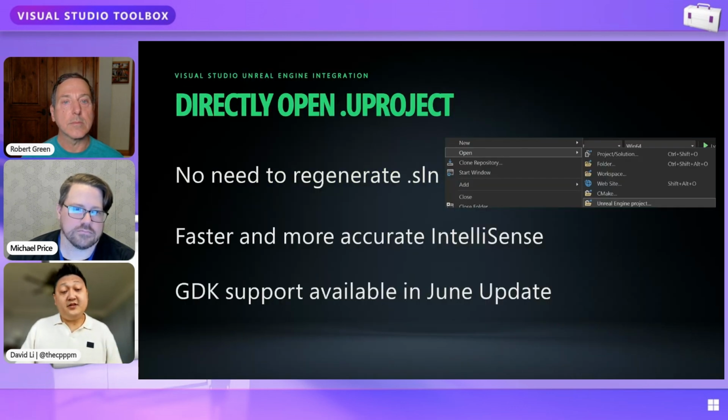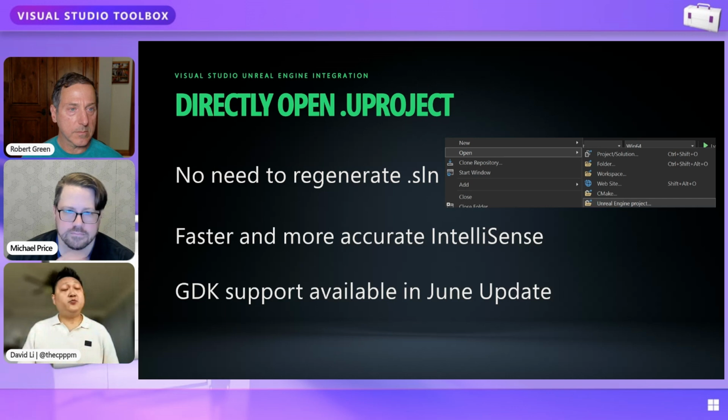In the latest version of Visual Studio, you can now directly open new projects. So with this, you can open your Unreal Engine projects directly in Visual Studio. You don't need to generate a solution every time you make any file updates. And of course, with this new format, Visual Studio will have a much faster and accurate IntelliSense experience. For our console developers, Xbox GDK support will be available soon in the upcoming June updates.